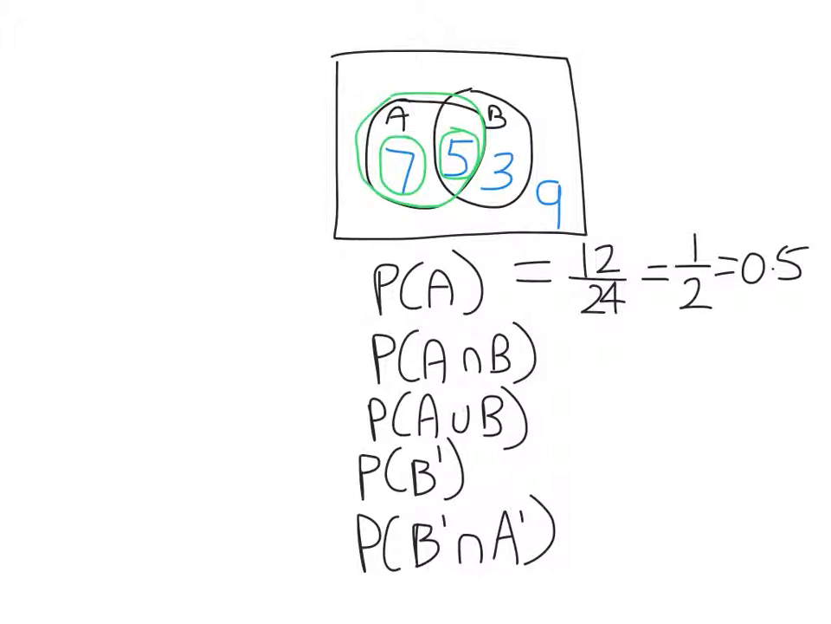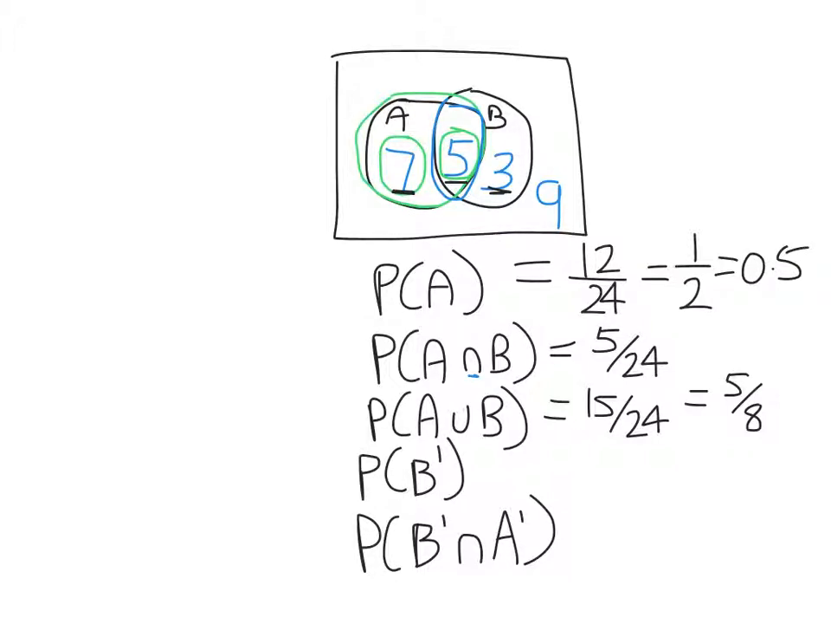The next one is probability of A and B intersection. We're just looking at this section now. There are 5 in that section out of 24 in total. That's our answer. Notice when asked the probability of something, we are giving a number between 0 and 1. The next one is the probability of A or B. Remember, union includes everything in the circle. 7 plus 5 plus 3 is 15. So there are 15 inside the circles. And of course, we can simplify that to 5 over 8. The next one says, what is the probability of not being in B?